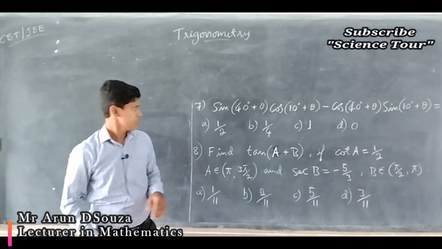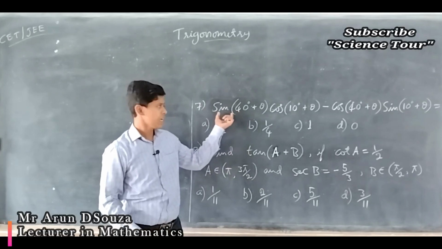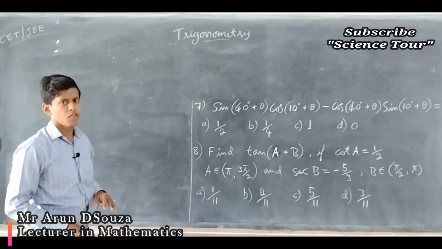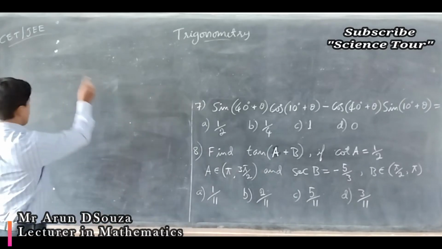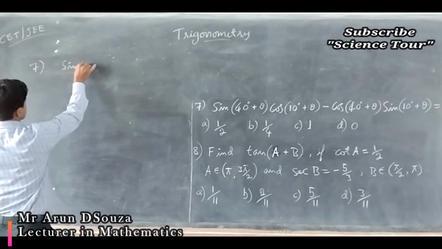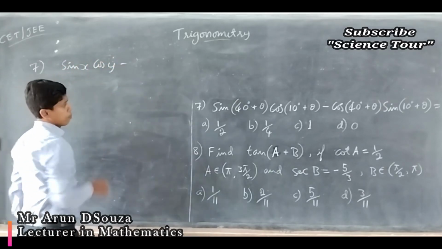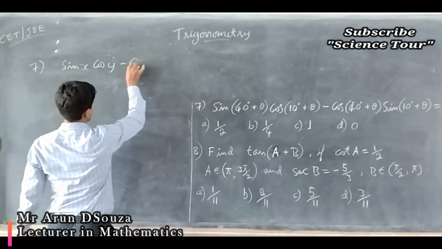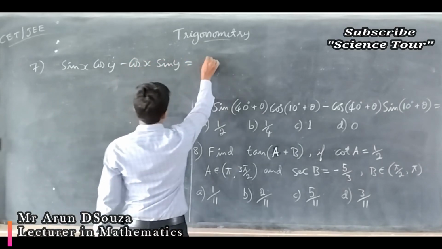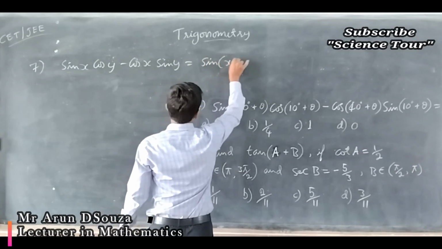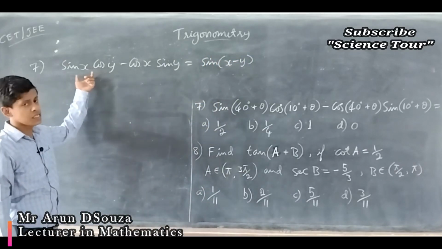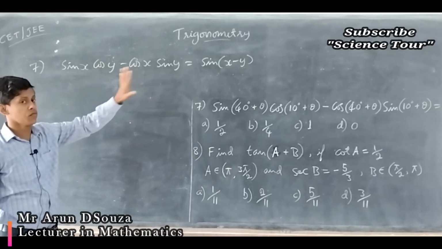Okay, look at the question carefully. You have got sine cos and then cos sine. Does it remind you of any formula? I hope so. So look at this. You have got sine x into cos y minus cos x into sine y. What is it? Yeah, it is sine (x minus y), correct? So sine (x minus y) is sine x cos y minus cos x sine y.